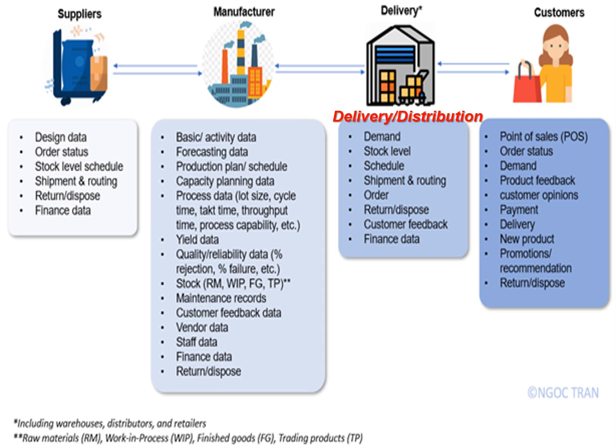The next area is the delivery or distribution. For that we need to have demand data, stock levels, schedules, shipping and routing, order, return and dispose, and then customers feedback and finance data. The fourth area is related to customer, where we have to see point of sales data, order status, demand, product feedback, customer's opinion, payment, delivery, new product, promotions and recommendations, and then finally return or dispose.